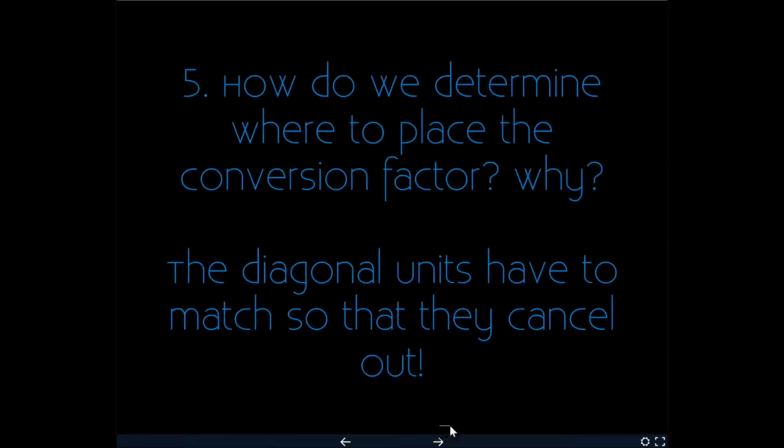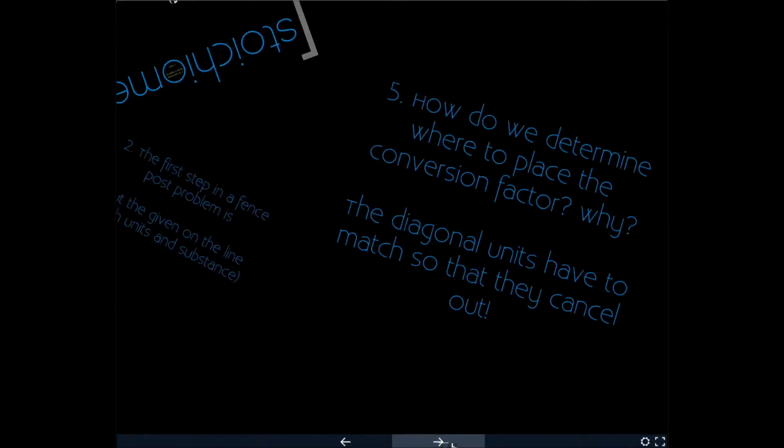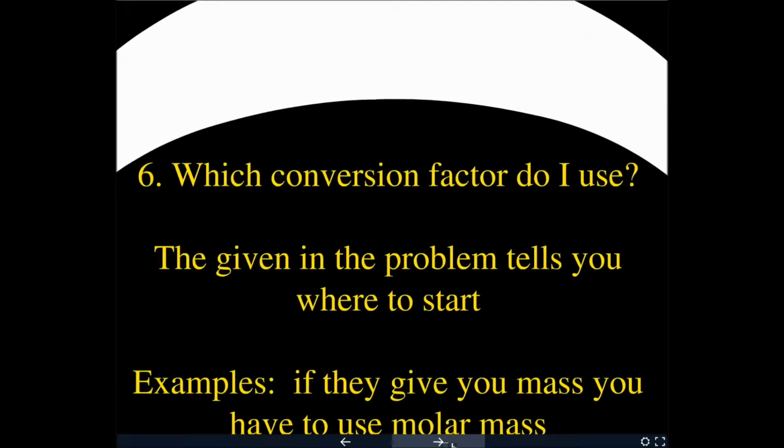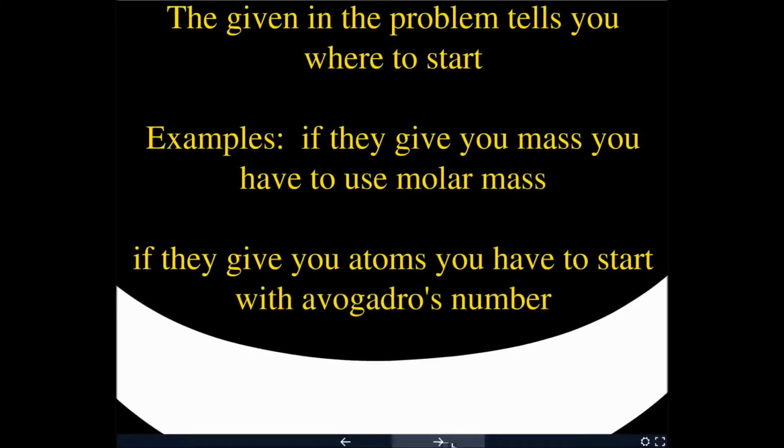So how do we determine where to put what part of the conversion factor and why? Remember, the rule is the diagonal units always have to match, and the reason why is so that they cancel out. So which conversion factor do we use? You read the problem and see what they give you, and that's going to tell you where to start. If they give you mass in the problem, you're going to have to use molar mass. If they give you atoms in the problem, you're going to have to use Avogadro's number.